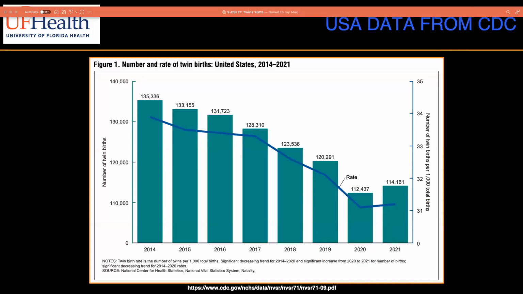complications. So looking at the USA data from the CDC, you can see that the rate and number of twin births in the US has been on a steady decline. This is because of limiting the number of embryo transfers. And this is particularly true in 2020, where we saw the nadir, probably as a result of COVID and limiting all assisted reproductive procedures.